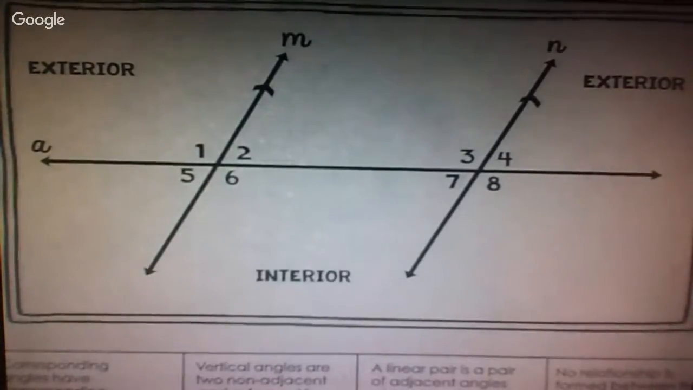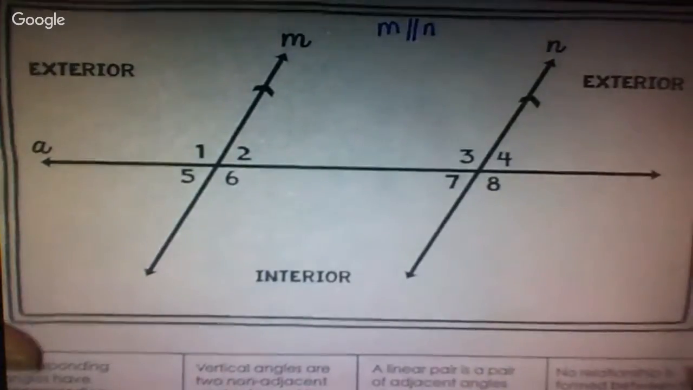So everything we do over the next 2 days has to do with lines and the angles that are formed by lines. So the lesson today is called Parallel Lines Cut by a Transversal. What do we know about parallel lines? They never touch. Okay? So my parallel lines here are M and N. M is parallel to N. That's what that symbol means.